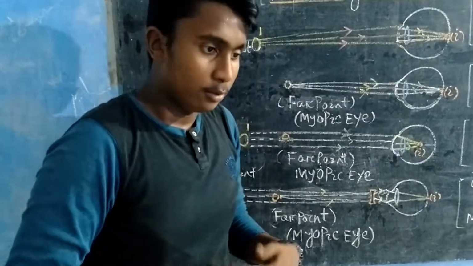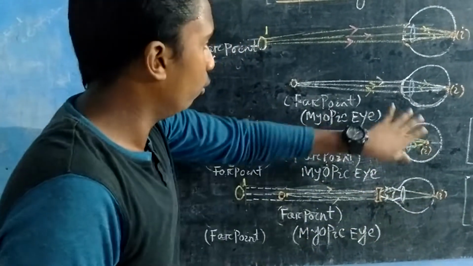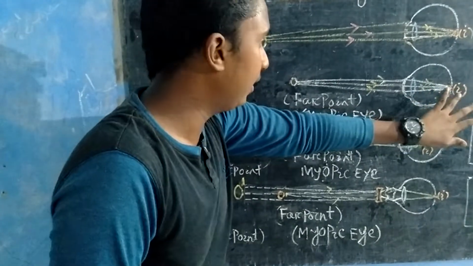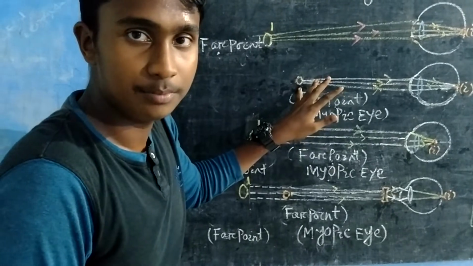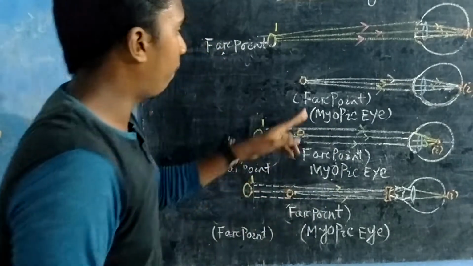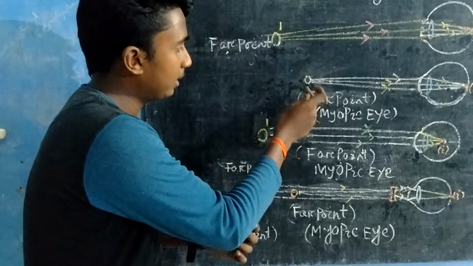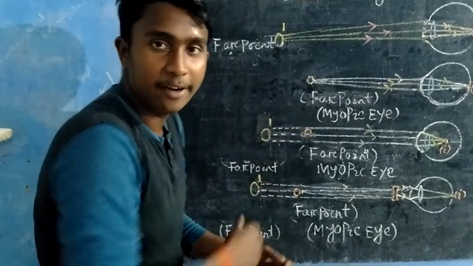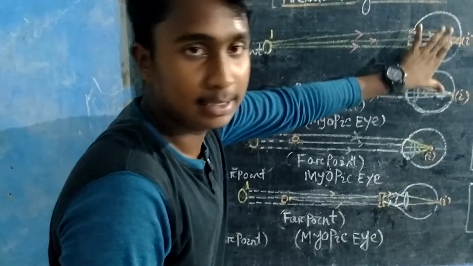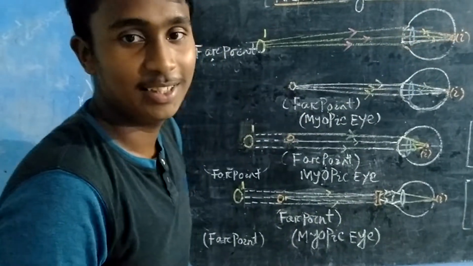Then what has happened in the myopic eye? Have a look at the second picture. In the second picture, the eye can see only objects nearer to it. That point is called the far point of the myopic eye. If you compare these two, if the object is placed beyond the far point, the eye cannot see it. And in both cases, the image is formed on the retina. This was an interesting thing here.